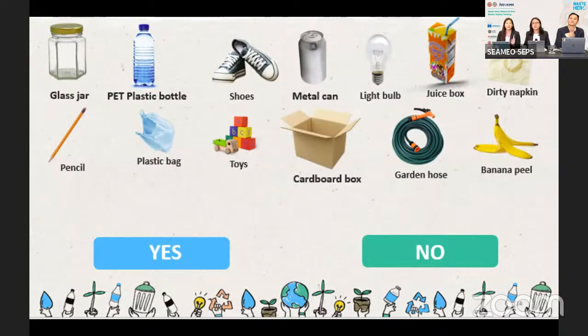I'm going to read picture 1, and if you think it can be recycled, you send a smile.